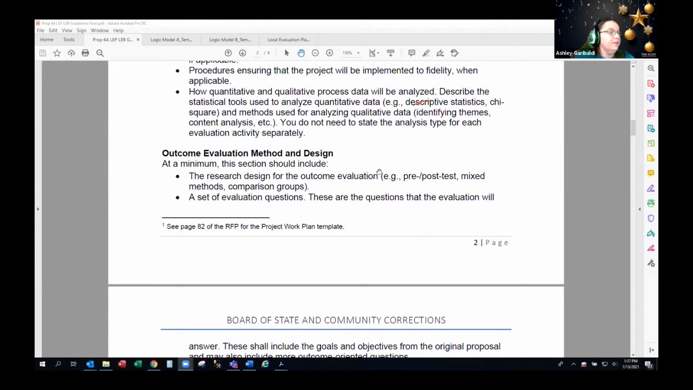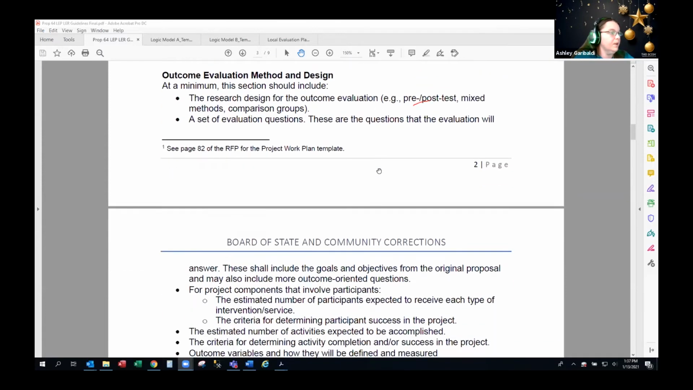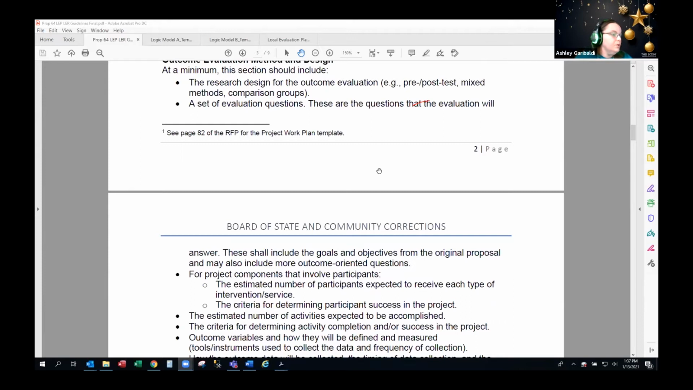We'd like to see a set of evaluation questions. These are the questions that the evaluation will answer. These shall include the goals and objectives from the original proposal, and may also include more outcome-oriented questions. So more questions can be added than what was reported originally in your application, because you may discover you are evaluating something more or slightly differently. We recognize that when you wrote the application, you may not have identified all of the questions you wanted to ask and answer through your outcome evaluation. So if you want to add those so that they're more focused, then that's totally fine. We'd love to see that as well.